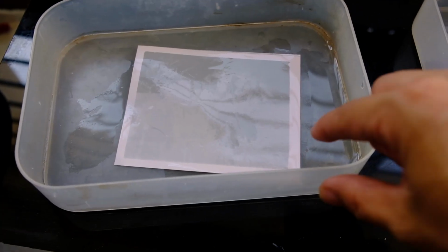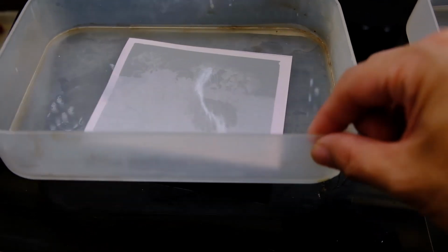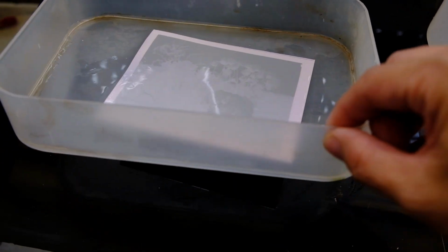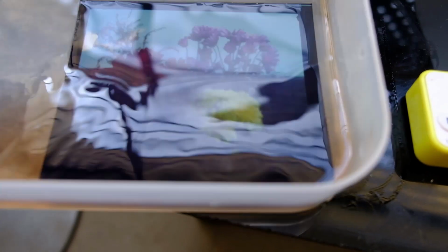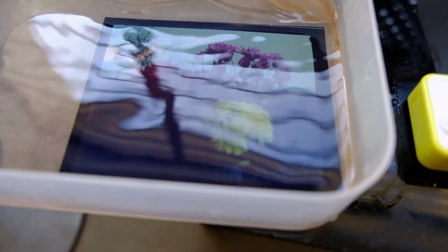This is our second attempt. So again, at this stage we can develop in daylight. I've just poured in the color developer. Looks good now.